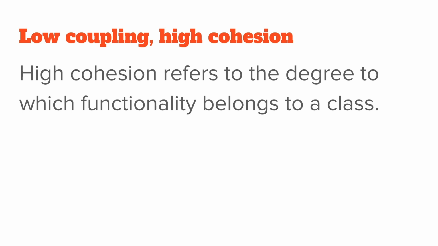So high cohesion refers to the degree to which the functionality belongs to a class. So for example, when I want to change a tire on my car, does the car change its tire? Is it the car's responsibility to do that? Or do I have another object that is responsible for that, say a mechanic object? So this is what we call high cohesion.